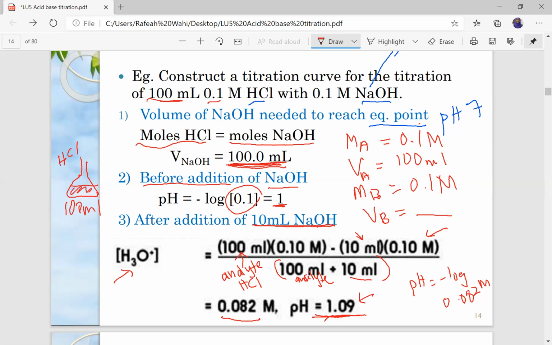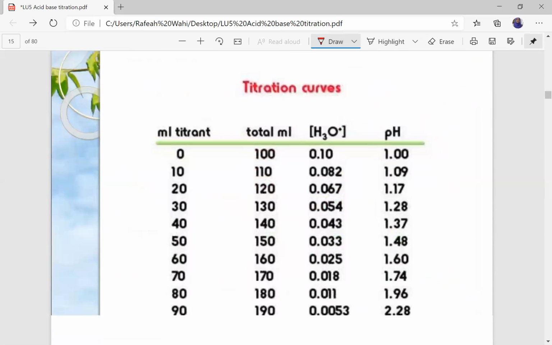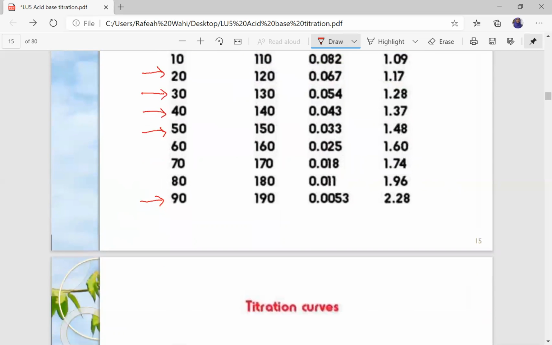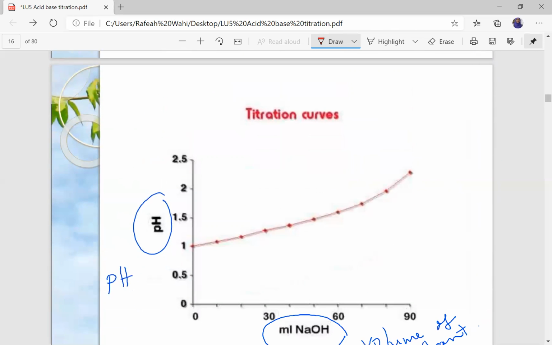Now, repeat step 3 for every 10 ml of NaOH added to the analyte during titration. After you repeat that, you have calculations for 20 ml, 30 ml, 40 ml, 50 ml, until you reach 90 ml. Now, what happens at 100 ml? 100 ml is the equivalence point. 100 ml is the volume of titrant needed for you to reach the equivalence point.